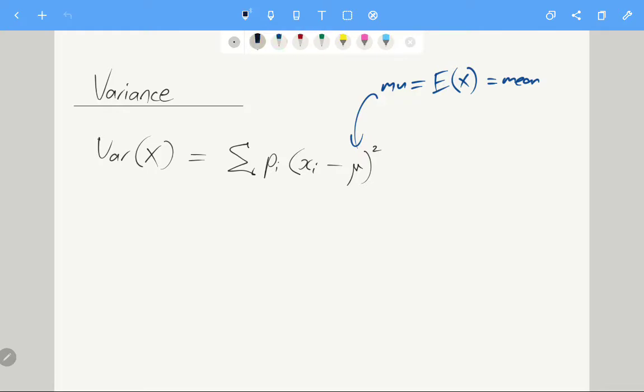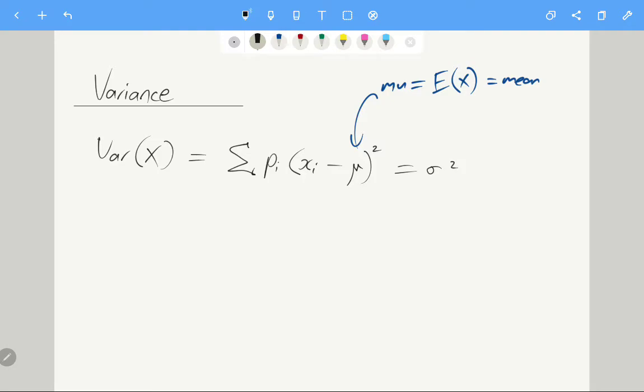Now, a really common symbol we use to give this Var x a name, similar to how we give mu to E of x, is we call it sigma squared. Sorry, not rho, sigma. So this is a little sigma. Alrighty, so sigma squared is sometimes what it's called.